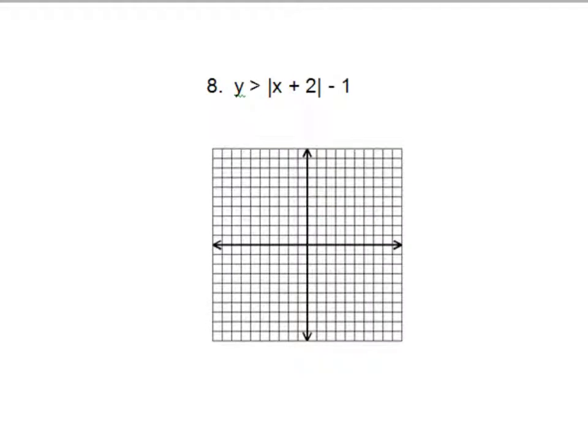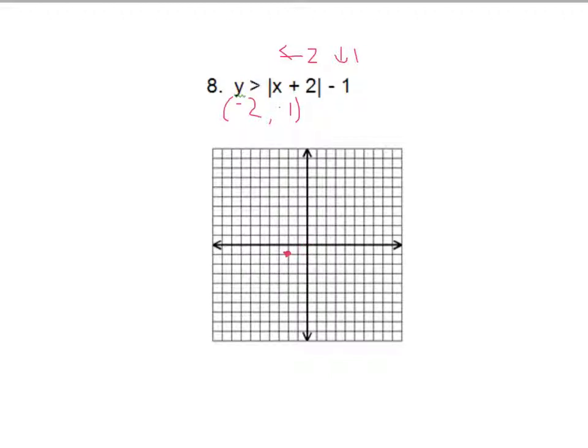Okay, so let's practice those absolute values. All right, remember the parent function for the absolute value is y equals absolute value of x. The vertex is at 0, 0. So if I have a plus 2 inside the absolute value and then the minus 1, my vertex is going to be moved left 2, down 1. So my new vertex is negative 2, negative 1. So I'm going to go ahead and plot that point. Erase my other one.